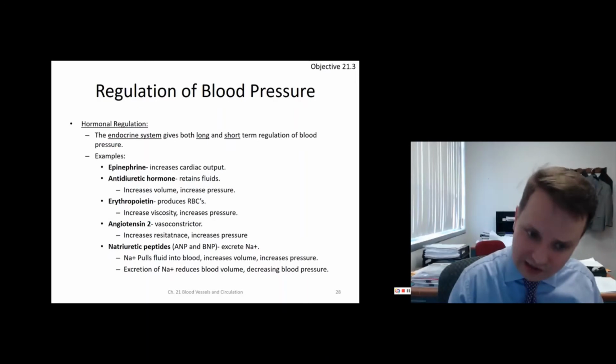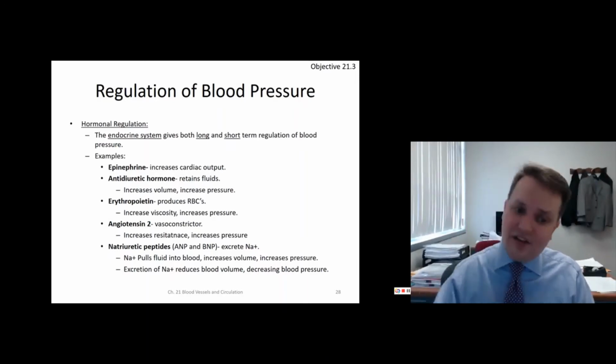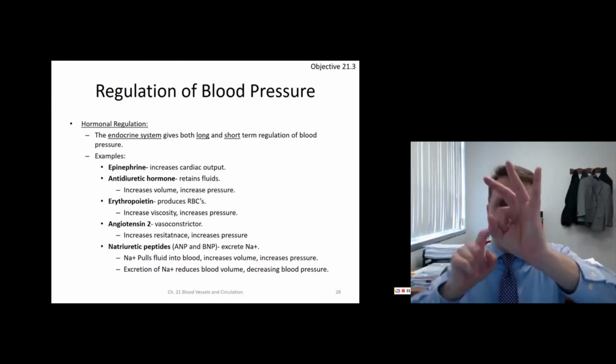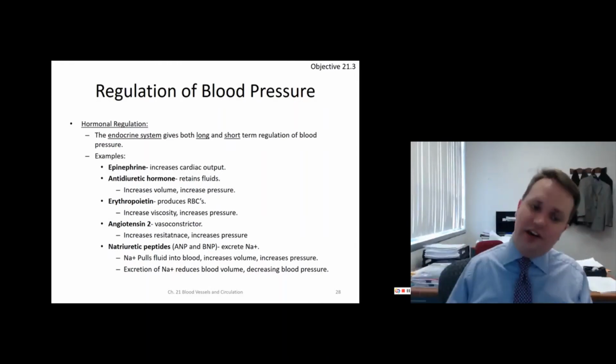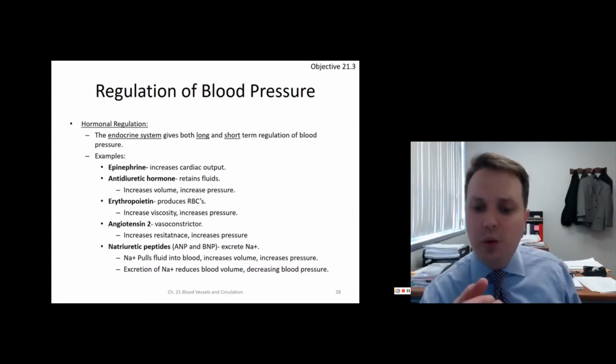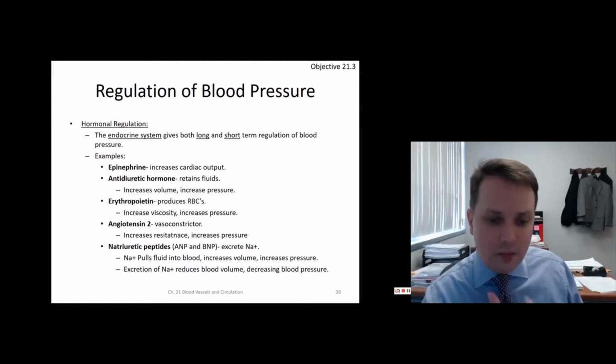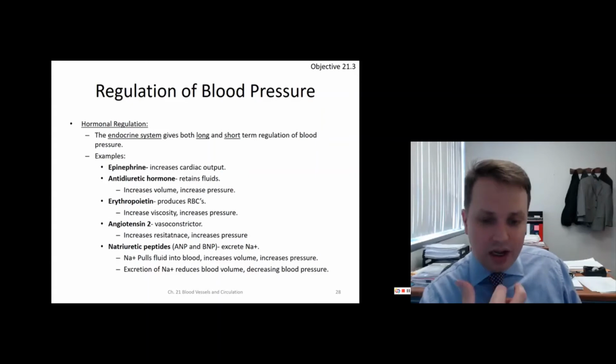That was last lecture. Angiotensin II, which we're going to talk about more in a minute, is a vasoconstrictor. Vasoconstriction increases resistance, which increases pressure. Natriuretic peptide causes you to pee sodium. You excrete sodium. If it's pulled out of the blood, when sodium pulls fluid into the blood, which increases pressure, by peeing it out, you reduce the blood volume and decrease the pressure.